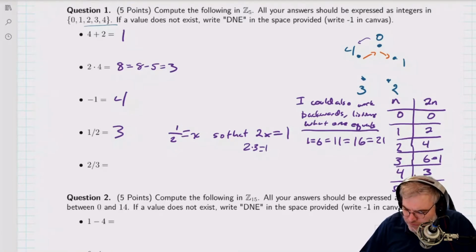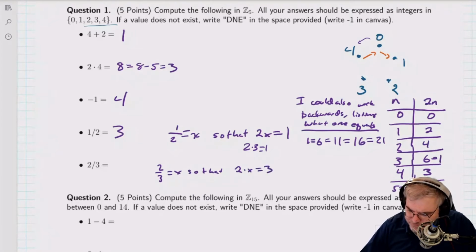Okay, let's look at 2/3. So 2/3 equals x, so that 2 times x equals 3. Okay. Well, we just go back to the exact same chart. Oh, I'm sorry. This is 3x equals 2. My bad. All right, 3's on the bottom. So 2/3 is the number x, so that 3 times x equals 2.